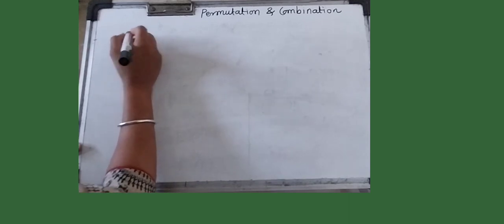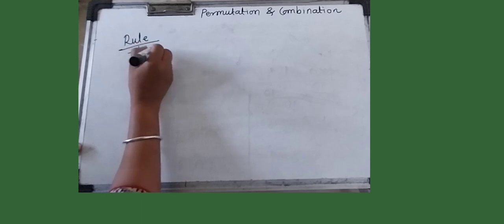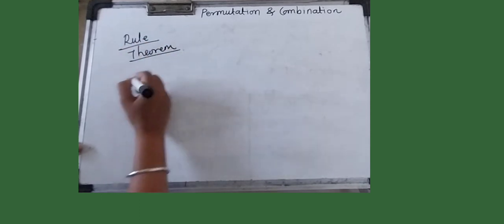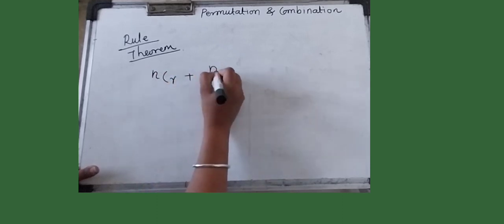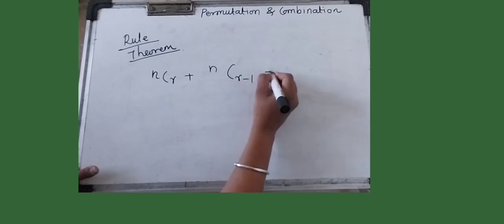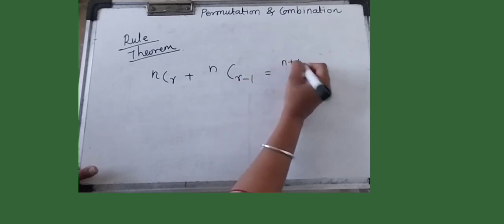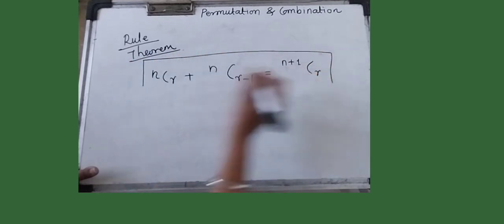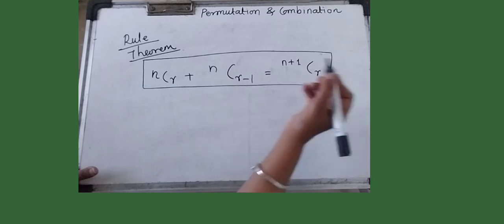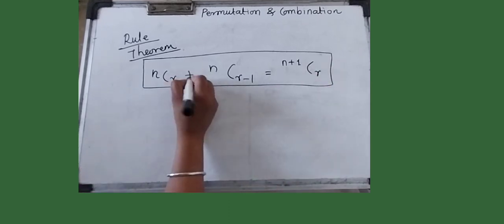This type of question is asked in exams, in competitive exams also, and in our regular exam also. Today we are going to see one very important condition. What I say, it is not a condition, it is a theorem, a rule. What is the theorem here? nCr plus nC(r minus 1) equal to (n plus 1)Cr. Learn it, mark it, because it is very important. Always one question is asked on this theorem.